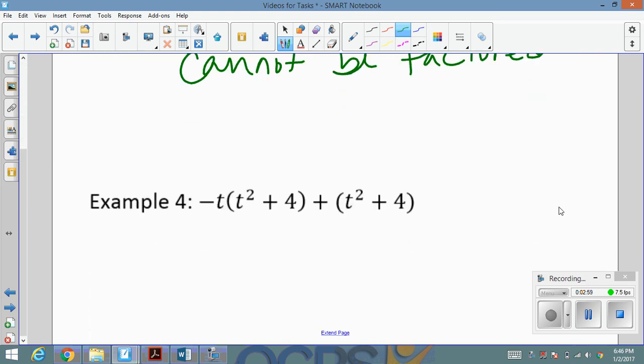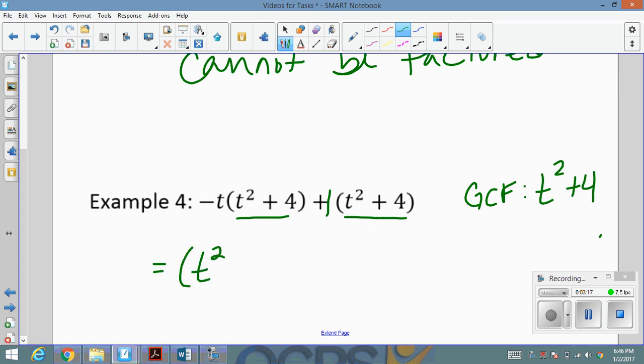All right, looking at example 4. Notice what I have in parentheses is the same. So my greatest common factor is that t squared plus 4. I am going to put a 1 right there because I need it to hold my spot. So I'm going to pull out the t squared plus 4. It's going to be times something.